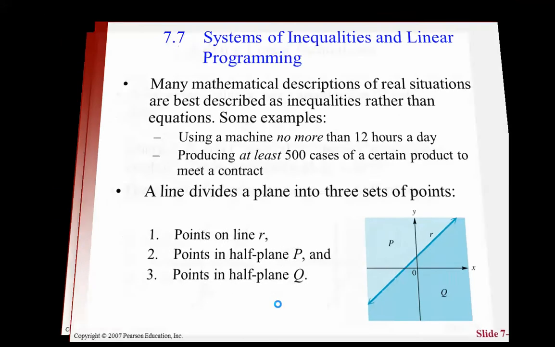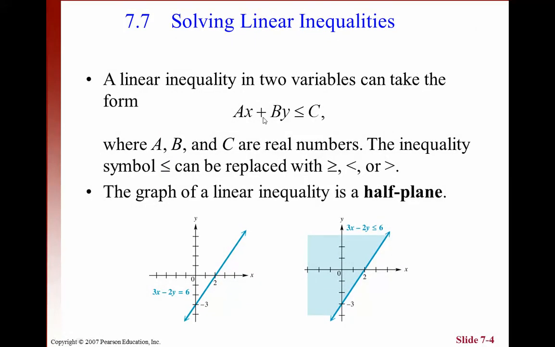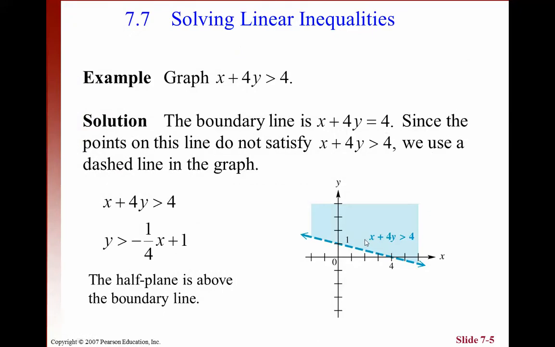So three different sets of points. A linear inequality in two variables can take this form: some coefficient a times x plus b times y greater than, less than c. This inequality can be any inequality we want. And then what we get is which side of the plane we're looking at, and whether it includes the line or not. So if we solve this one for y, it would be everything above the line and including the line, because it's got that little equals sign below it.